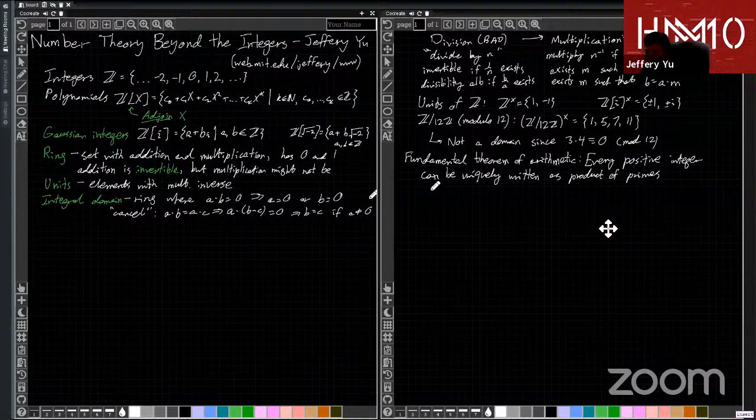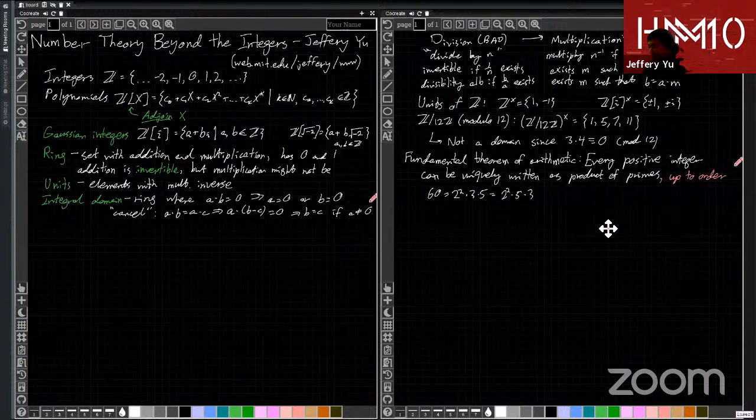So for example, 60 is 2 squared times 3 times 5, right? But you can also be silly and write it as 2 squared times 5 times 3. These are technically not different expressions, but they're obviously the same thing, and we want to consider them to be the same. So we're going to add a caveat saying up to order. We don't care about the order of the primes, but the set of primes and the number of each has to be the same.